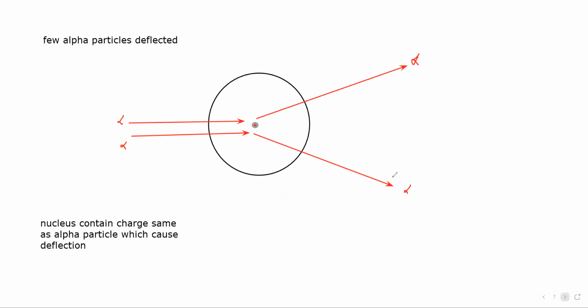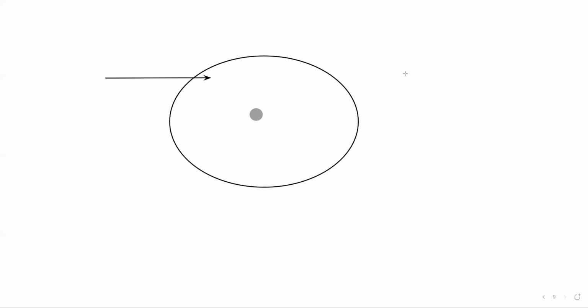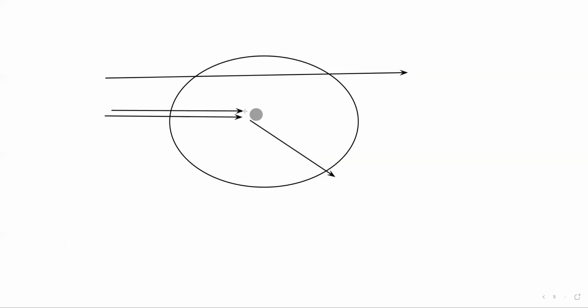So you just have to learn three conclusions and observations. Number one, major portion of the atom is empty because most of the alpha particles pass through. Few of them deflect or deviate as they come closer, and few of them bounce back as they hit the nucleus. So you have to go through three observations and conclusions. Is it clear? The Rutherford experiment.